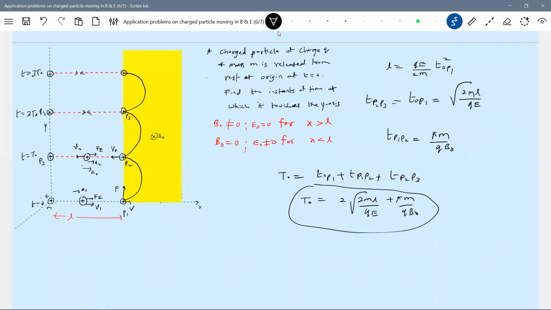Initially, you may get scared, but the problem is very simple. In advance, you may get questions where you have seen some earlier problem, or you may end up with a very simple analysis of this kind. So the instants of time are N T naught, where N equals 1, 2, 3, 4, and so on. Anybody having doubts, you can clarify. If you have anything related to this, you can put it in the chat box or you can unmute and interact with me.